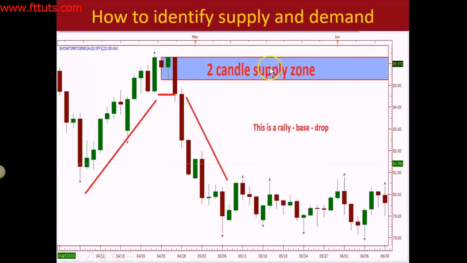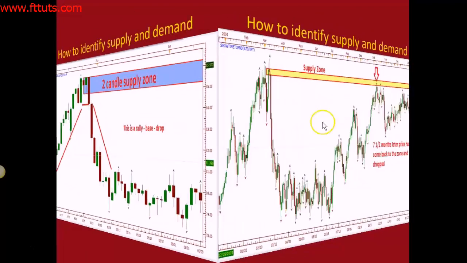When price comes back to this level, since it's a supply zone, price should drop because this is where sellers will be entering the market. That's where we're going to have our entry order.